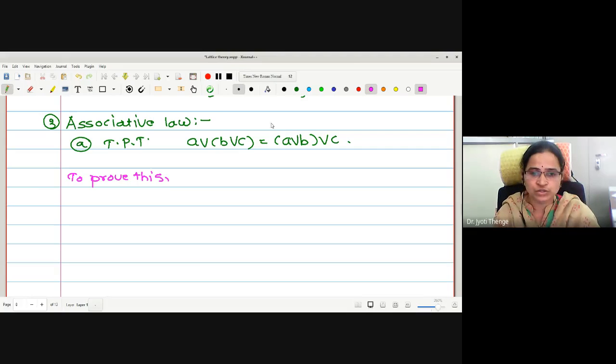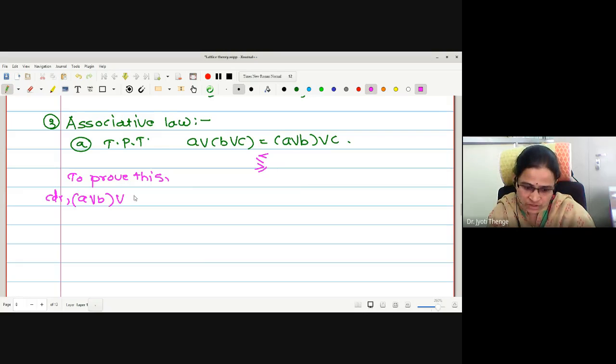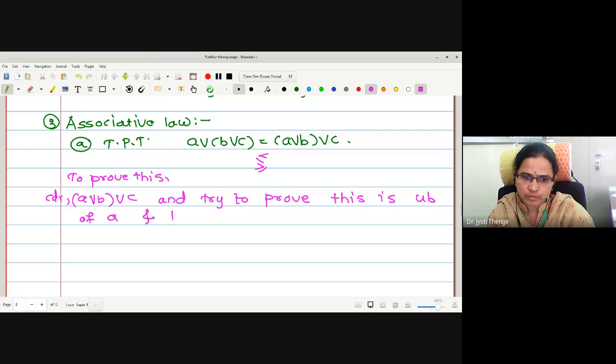Okay, to prove this, what should we do? Actually, to prove this equality, we have to prove two inequalities going in opposite directions. That is, we will first try to prove this precedes this, and this precedes this, or less equal. Therefore, we will start by considering A join B join with C and try to prove this is an upper bound of A and B join C.